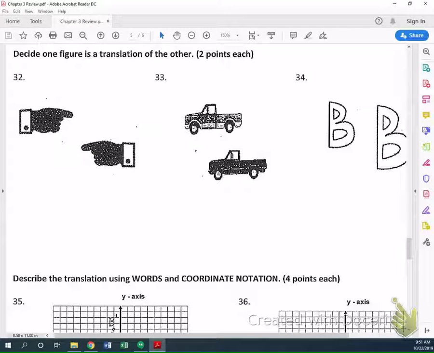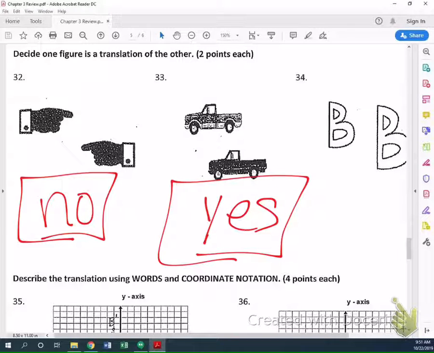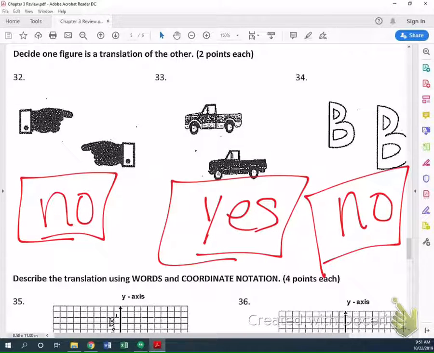Same directions. No. Yes. No. So this one is a no because it's flipped, right? This one is a yes. One slides to make the other. It's okay if they're two different colors. What about 34? No. That's a no, because they're different sizes. You just want to make sure one didn't spin, one didn't flip, and one didn't get bigger or smaller.